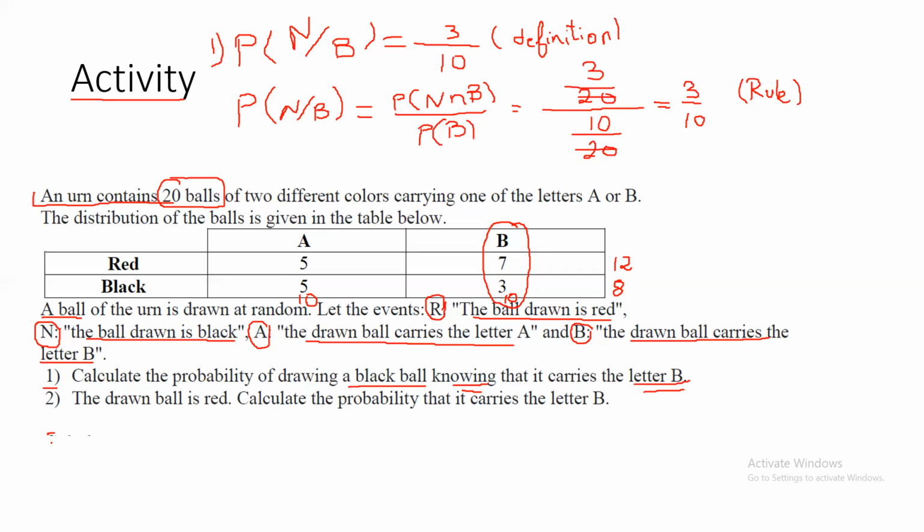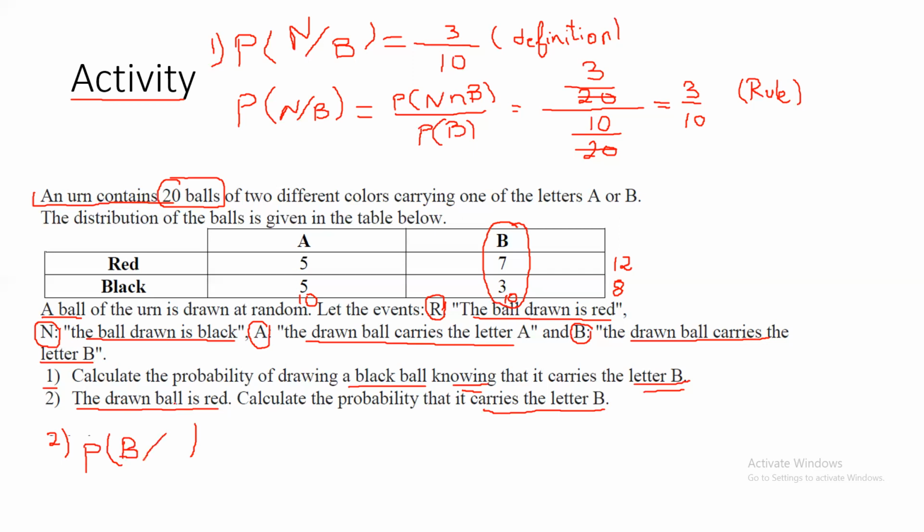Part 2. The drawn ball is red. Calculate the probability it carries the letter B. What are we going to determine? Probability of what? Letter B. How to write it, therefore? We said the drawn ball is red. How to write it? B under A, knowing that.